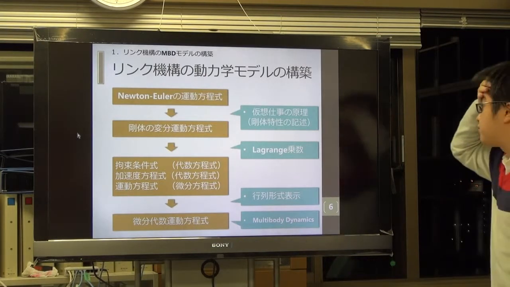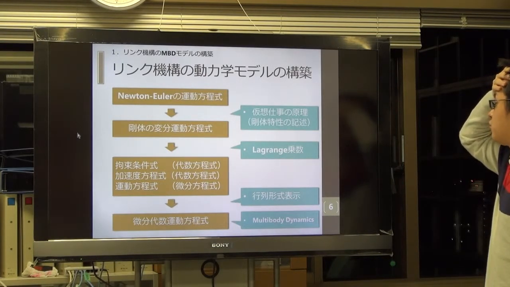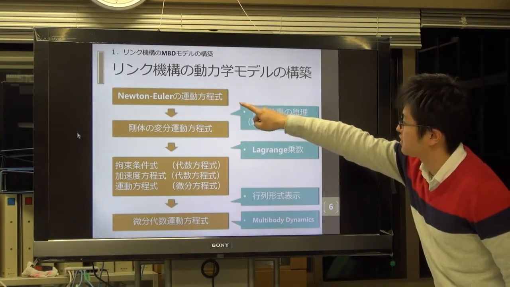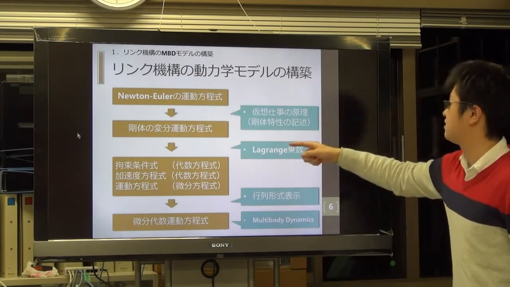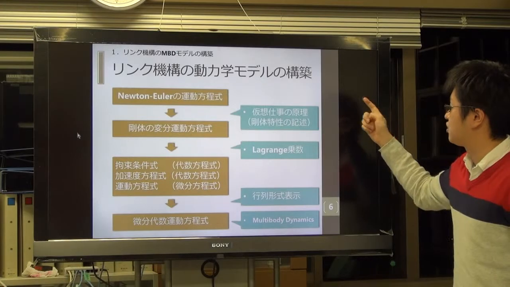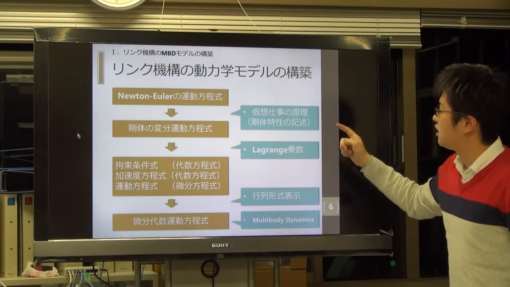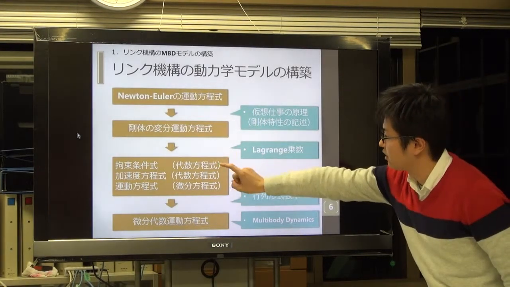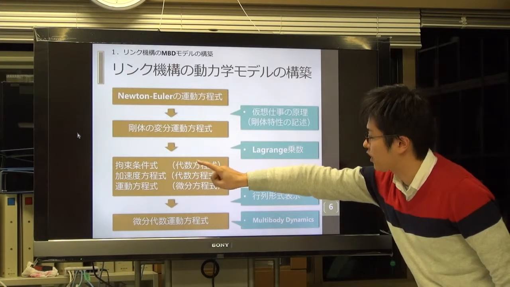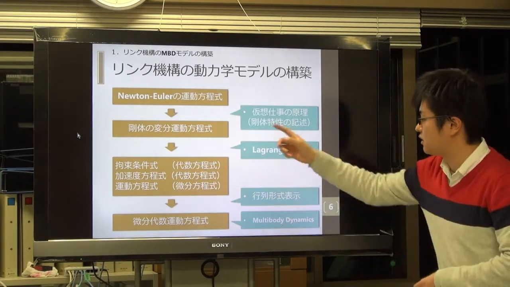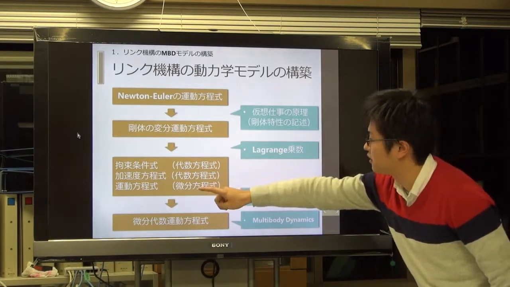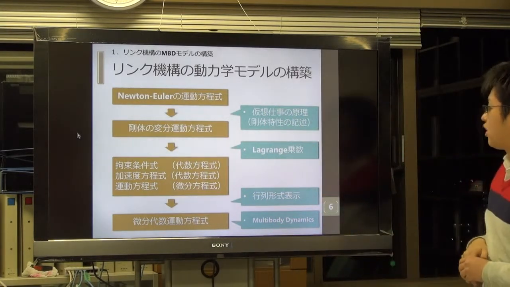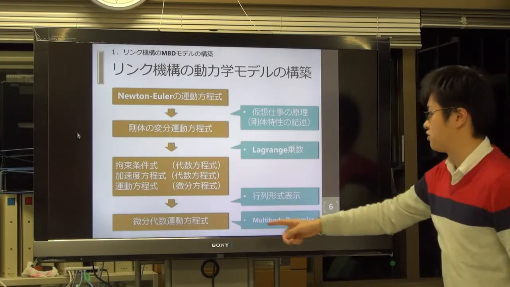This is a flow chart of the dynamics model in multi-body dynamics. The Newton and Euler equation is the starting point, and then someone adds the virtual work principle, and also the Lagrange multiplier method. They also consider the kinematic constraints between one link and another link. After that come the motion equations, and finally they are combined as one set of differential algebraic equations.